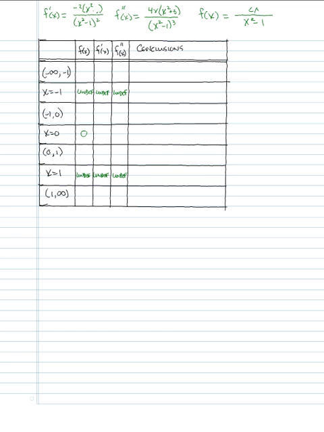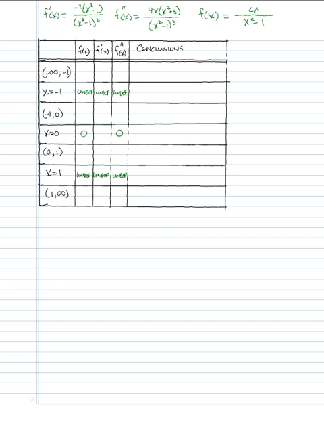Okay, now what about the second derivative at x equals 0? As I recall, that was in fact a place where the second derivative was 0, wasn't it? So that was a critical number of the second derivative, so we might have an inflection point there. Okay, we filled those in, and now we start testing.